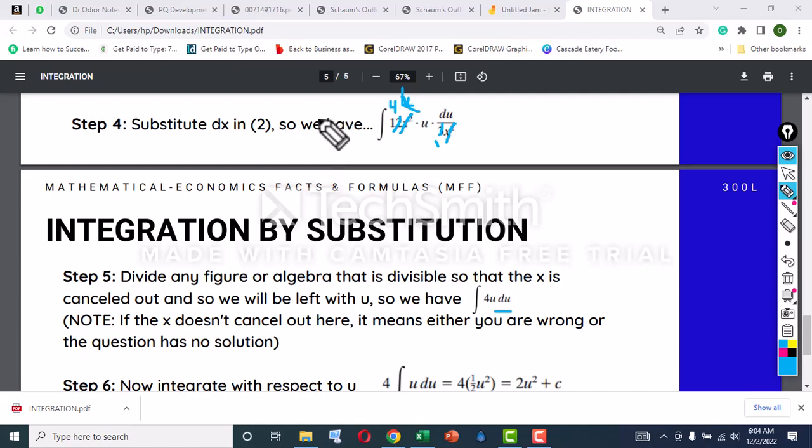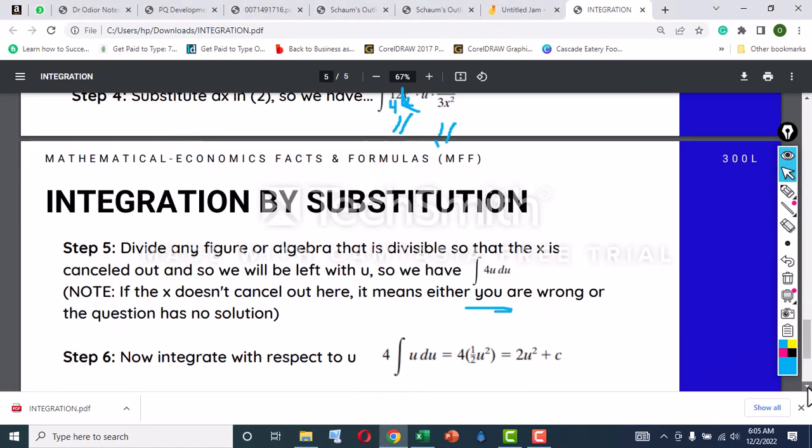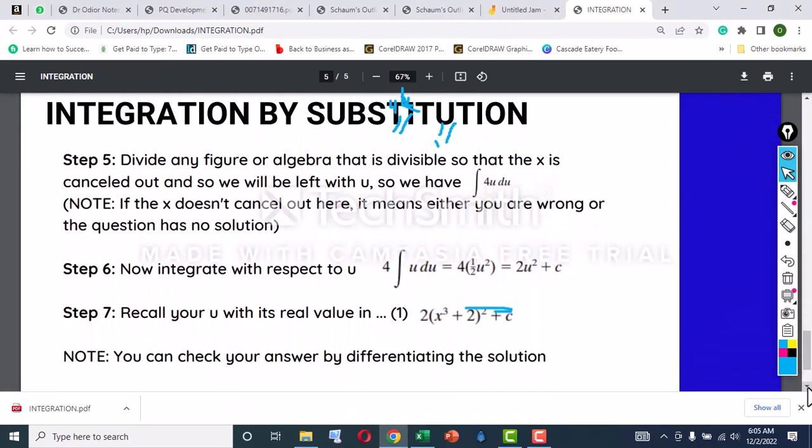So we go to step 6. So that's step 5. In our step 5, we are now at 4u du. So step 6, let's see what step 6 asks. Step 6 is saying that now you can integrate with respect to u. Now you have our u, integrate with respect to u. For u, just integrate like this is our x. Now u is standing like our x now.